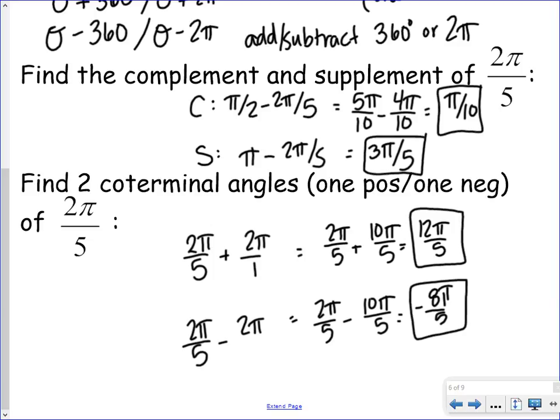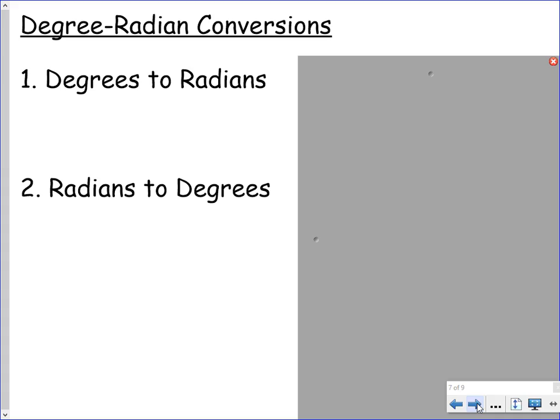Next up is conversions. So you still might need to convert angles, even though I'm saying most of the time if it gives you degrees, work in degrees. Most of the time if it gives you radians, work in radians. However, knowing the conversion is still going to be important. So we need to know what to multiply by if we're going from degrees to radians and radians to degrees.